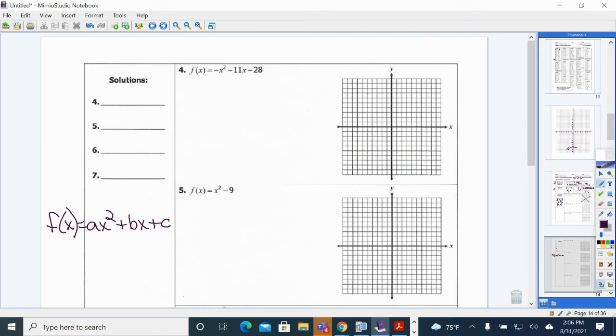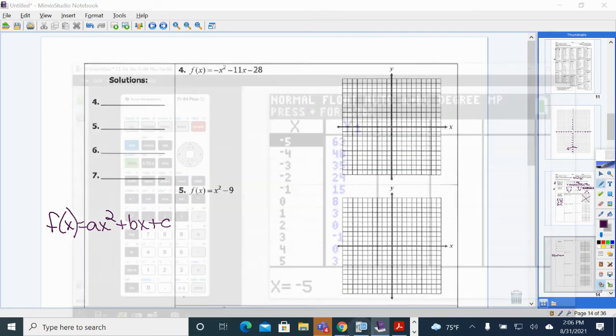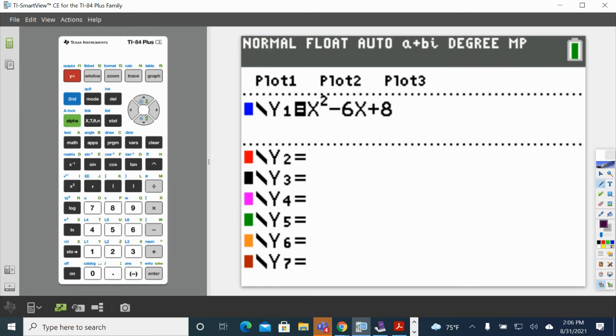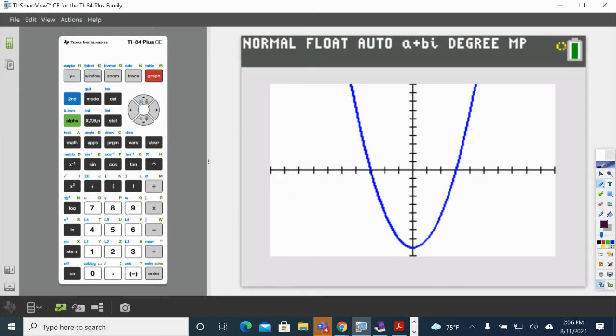So on number 5 it doesn't have a bx, and it's not that big of a deal. The calculator's doing all the work for you. I just wanted to make sure you understood that number 5 doesn't look like the others, but it's okay. We can just put in the x squared minus 9, and the calculator is going to take care of it.